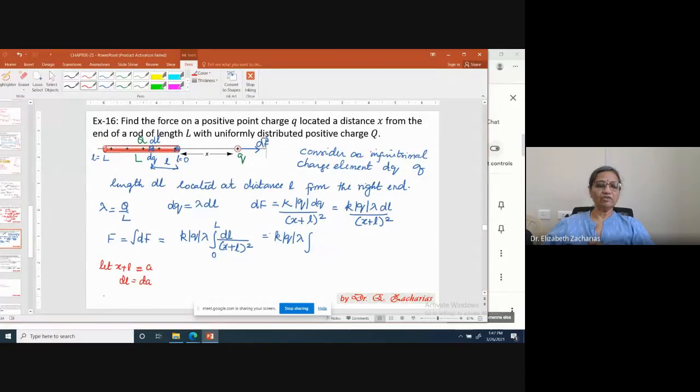Then, how do I set the limits? When L equal to 0, A will be equal to x. When L equal to capital L, A will be equal to x plus capital L. What happened? The pen is not writing. Okay. x plus, what's happening to my pen?